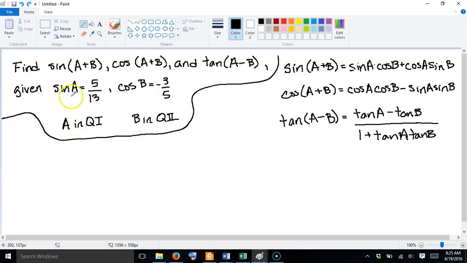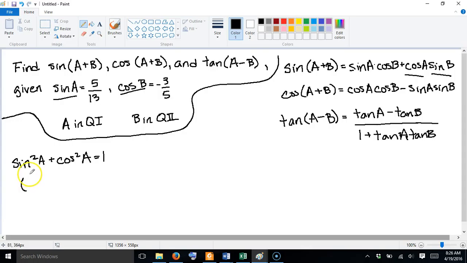So the first thing we need to do to start out any of these problems that deal with the sum and difference identities is, we are given sine of A, cosine B. What we need to find is cosine A and sine B. We need to find the other two trig values that we do not yet know. So we can do that with our Pythagorean identities. We could say sine squared A plus cosine squared A is equal to 1.